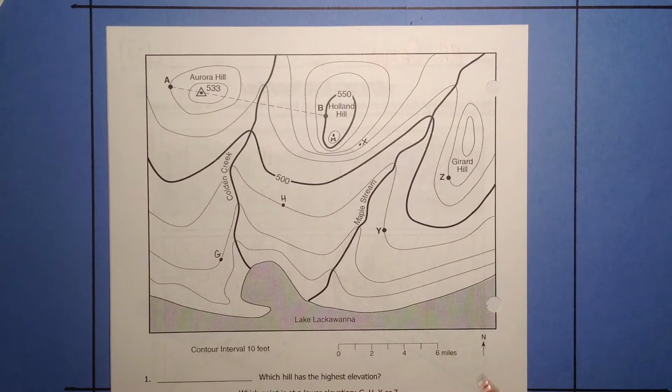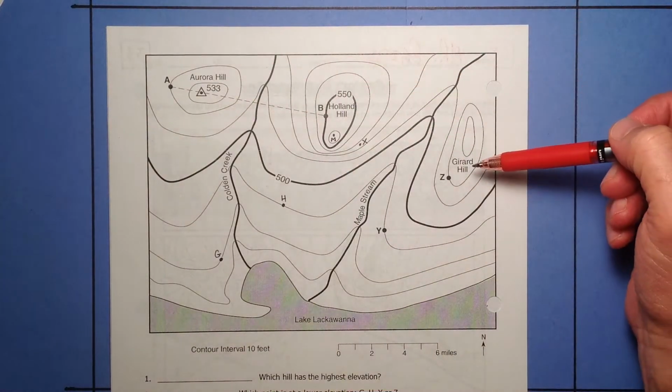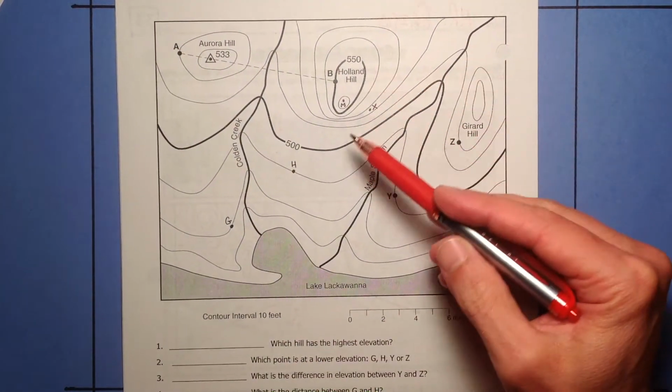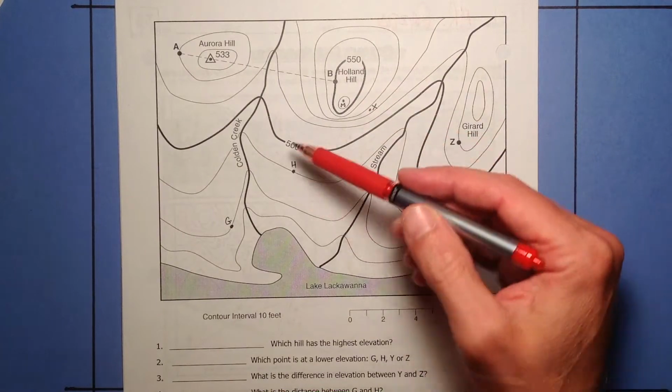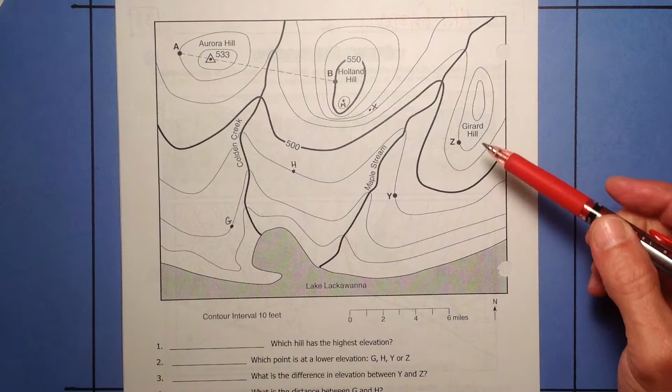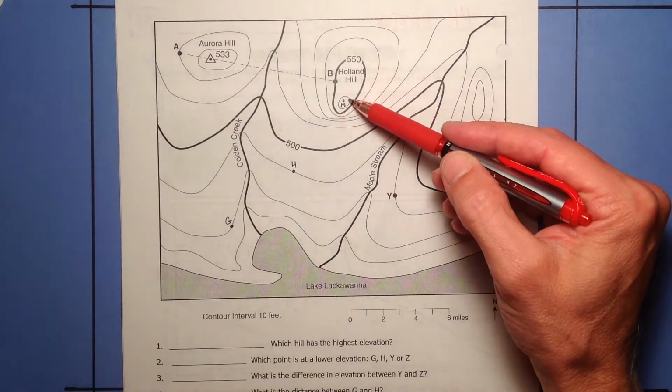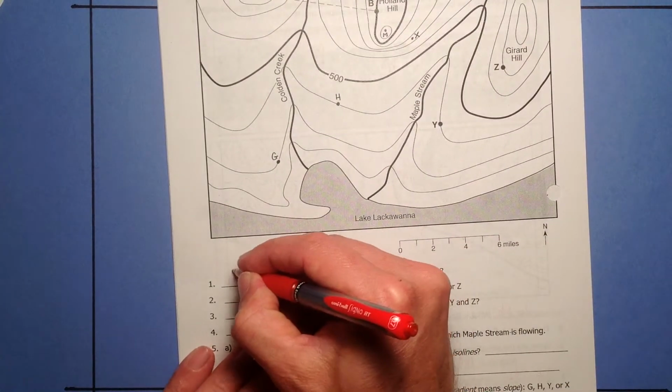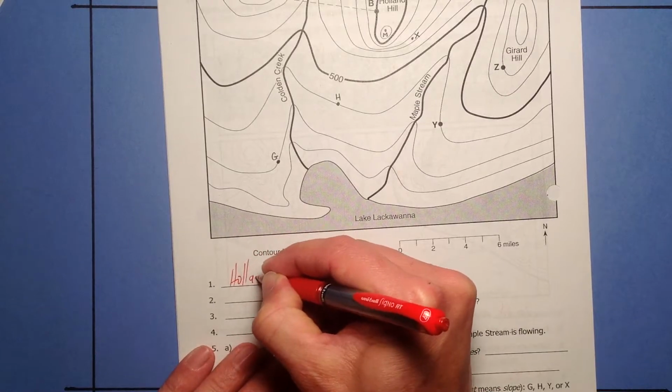So the highest elevation here, you have Aurora Hill, Holland Hill, Girard Hill. They go by 10 feet. 500, 550. This isn't even, there's no 550 here. The highest that is 533. So this is 550. That's 560. So Holland Hill is the tallest hill on this map.